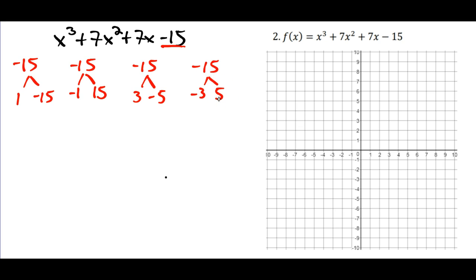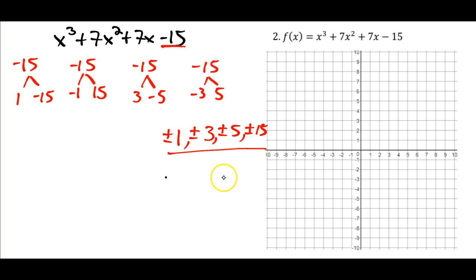And so those are all my different factors, and we typically don't write it out like that. Usually we say plus or minus 1. That takes care of the negative 1 and the positive 1 at the same time. Plus or minus 3, plus or minus 5, and then plus or minus 15. And so those are all my possible factors of that constant term.